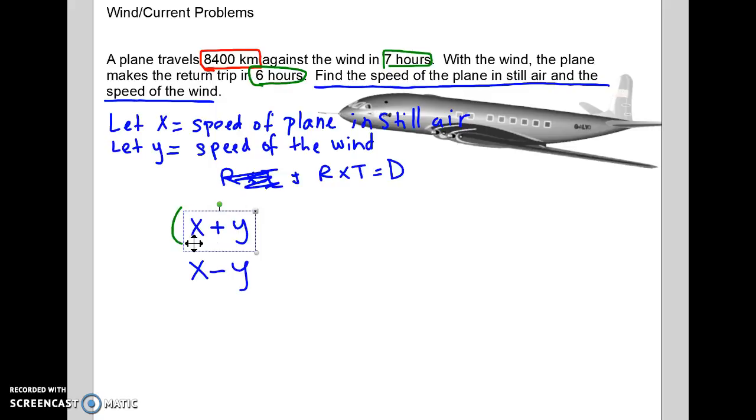So I'm going to multiply that by the time. When I am with the wind, which is my plus, I'm going 6 hours. And when I'm against the wind, which is my minus, I'm going 7 hours. So I'm going to attach that time to my with the wind and my against the wind. And then they're going to equal distance, which is 8,400 kilometers.